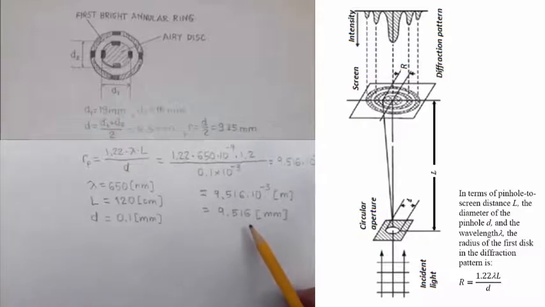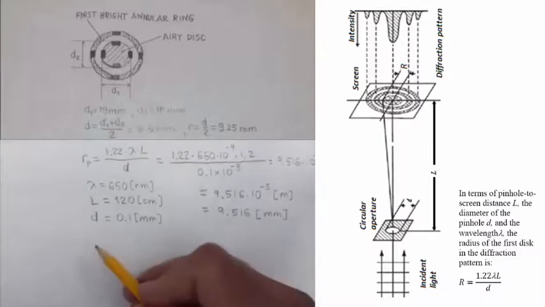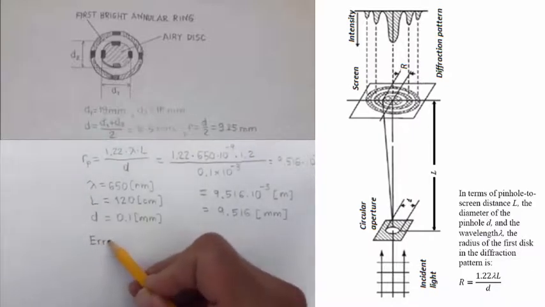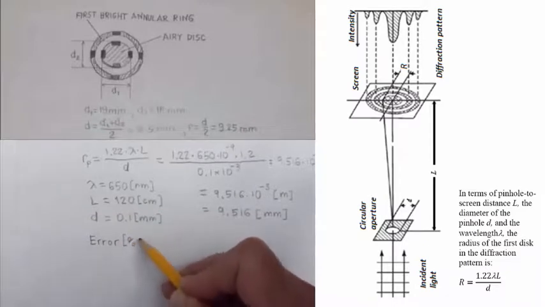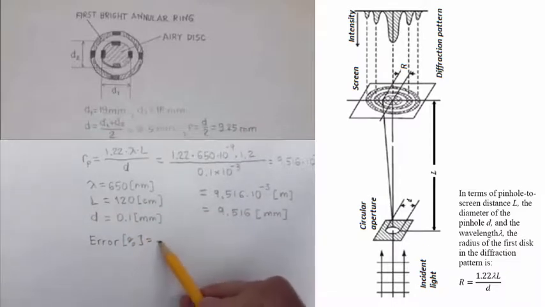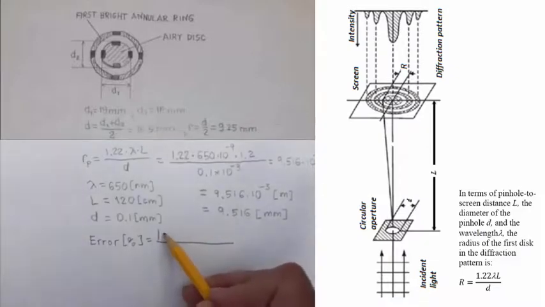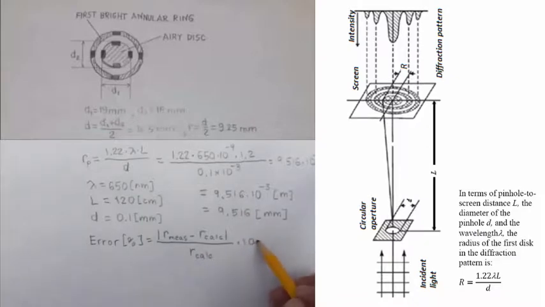So this is the calculated value for the radius of the airy disc. And in the previous step, we measured the radius of the airy disc, came up with a value of 9.25. So we can compare the two values, the nominal or calculated one and the one that we measured, and calculate the percentage error. So in our case, the percentage error is going to be equal to the absolute value of R measured minus R calculated over R calculated times 100.